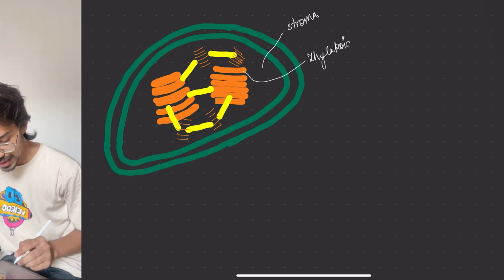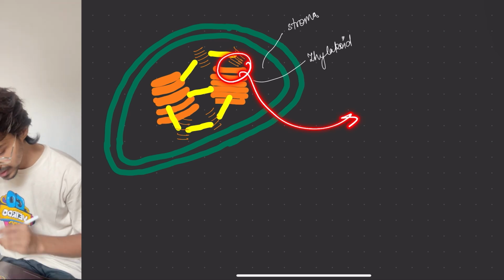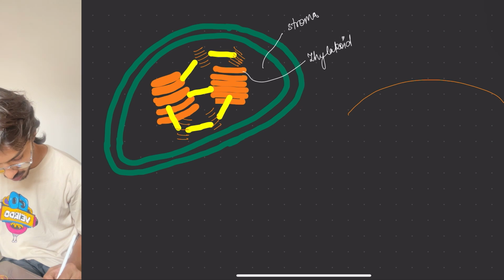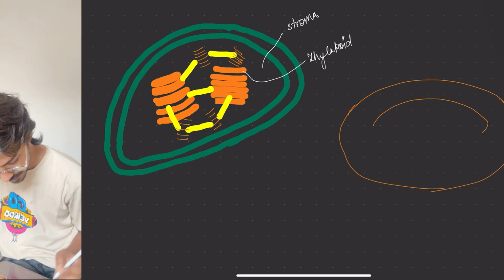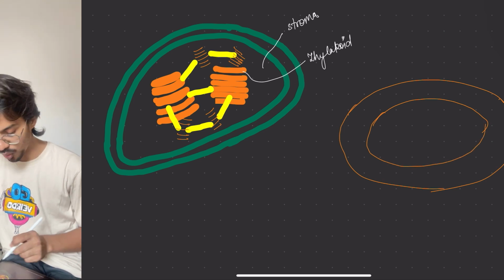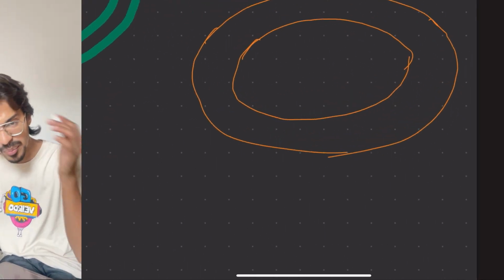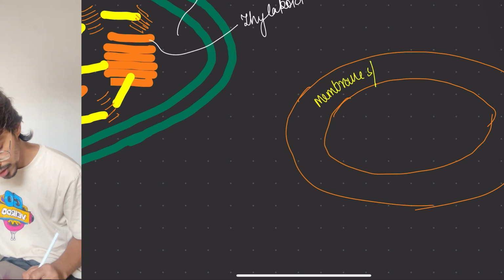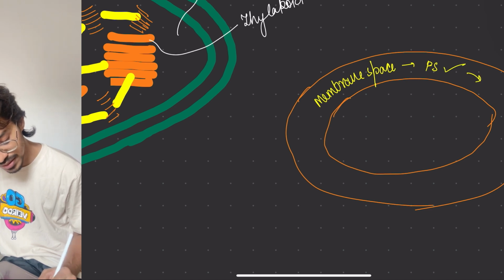So I am enlarging this area for you. Okay, what is present over here? We have a thylakoid membrane, with an inner side and an outer side. So this is your thylakoid membrane, making it a little bigger. This is the membranous space where all your photosystems are present, and here only your light reactions are taking place.